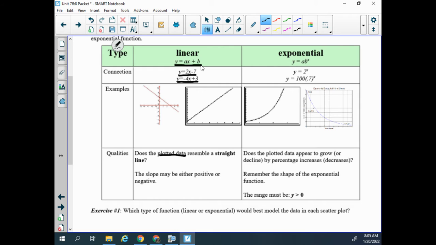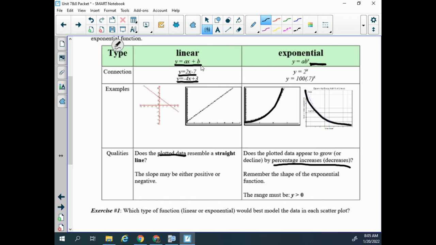When we're looking for exponential modeling with data, we are looking for something with a constant multiplier or a constant percent change. We're looking for curves that are shaped like this, in one of these 2 directions, more with that exponential curve, not a straight line. It says, does the plotted data appear to grow or decline by percentage increases or decreases? Multipliers. Remember the shape of the exponential function, and for these graphs, we can't add on a vertical shift up or down, which would allow the range to go below 0. So we're also looking that for this to work, the y values have to be greater than 0 for regression on our type of calculator.